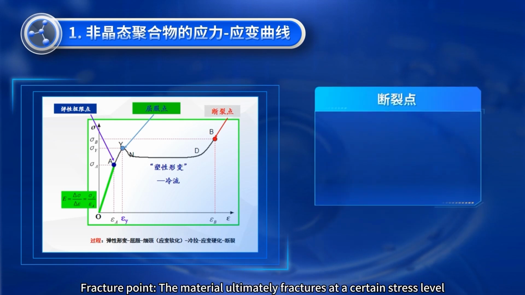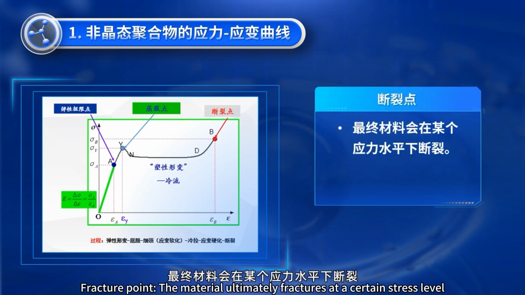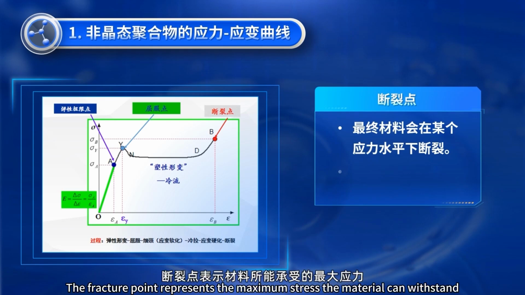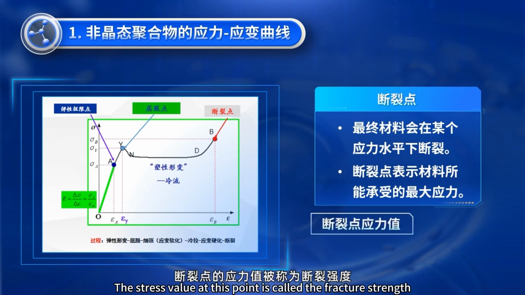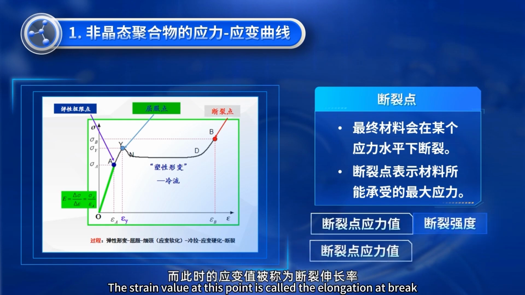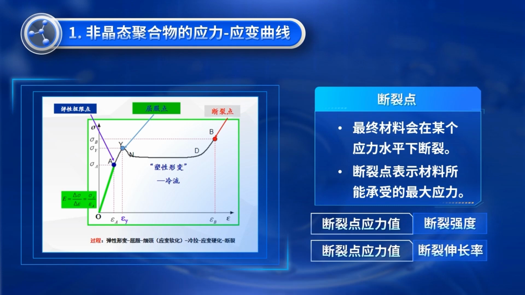Fracture point, the material ultimately fractures at a certain stress level. The fracture point represents the maximum stress the material can withstand. The stress value at this point is called the fracture strength. The strain value at this point is called the elongation at break.